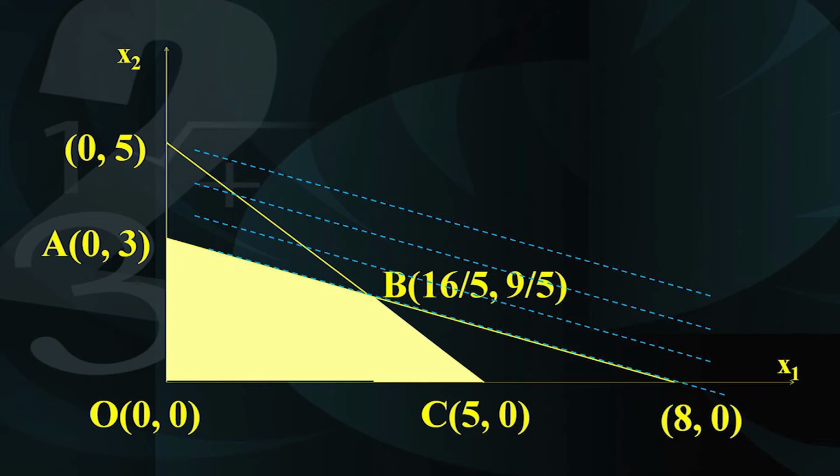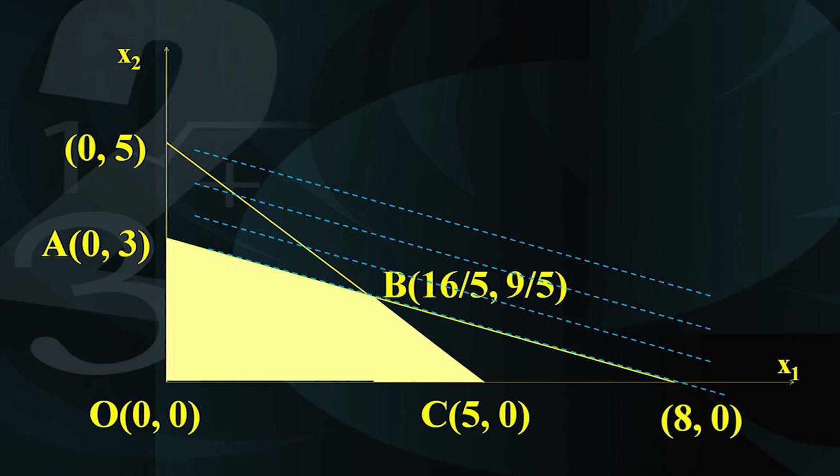I have particularly chosen the same problem to indicate how the same problem may have different objective functions, and accordingly the solution will also be different. So, we will look at the family of straight lines which represents the objective function for this problem, and we find that these are the straight lines which represent the objective function, and as you can see they are parallel to the second constraint.